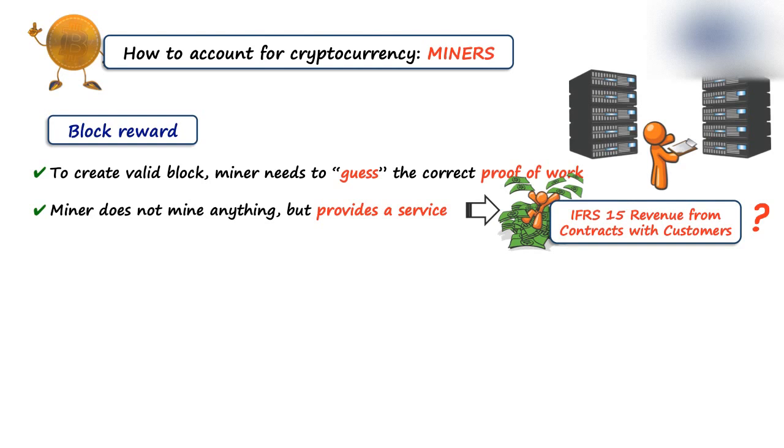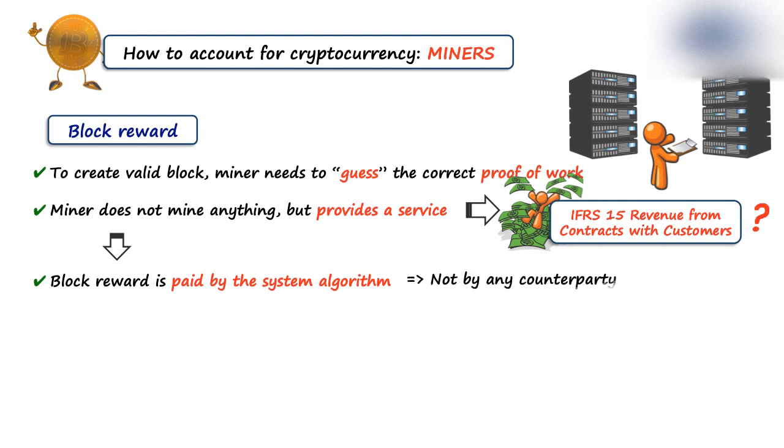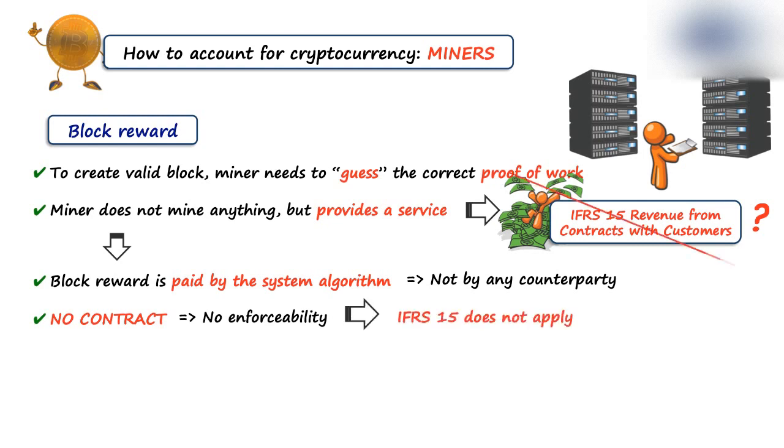block reward. But the block reward is paid by the system algorithm. Once the miner makes a successful guess and has the correct hash, validates the block, the system includes some amount of cryptocurrency into that block that belongs to the miner out of thin air. This is not paid by anybody. In fact, the new cryptocurrency units have just been created. Well, this doesn't go on infinitely, but let's leave money supply out for now. There is no customer or contract at all. You might argue that a customer is the network and the contract is implied here, but there is a problem to enforce it. So I would say that IFRS 15 does not apply here.